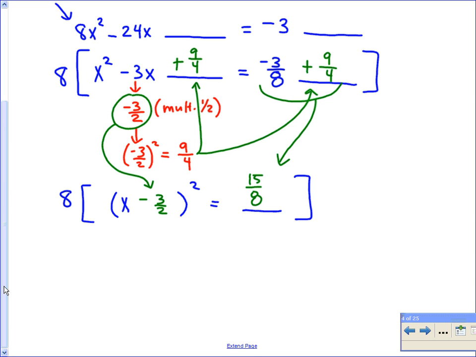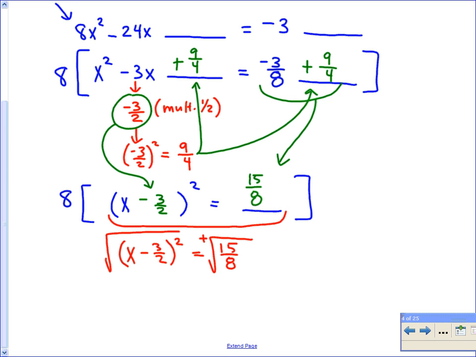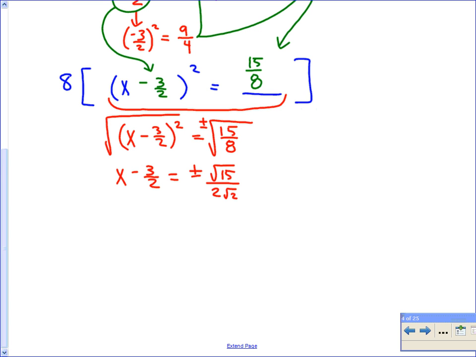Okay, so once I have that, then my square is completed, and I actually only need this part to solve my equation. I just go through the steps like I did on the previous slide. So I've got x minus 3/2 quantity squared is equal to 15/8. I'm going to take the square root of both sides, and this is plus or minus, and once I do that, I get x minus 3/2 is equal to positive or negative square root of 15/8. I'm going to go ahead and simplify that to root 15 over 2 root 2. The square root of 8 is 2 root 2.